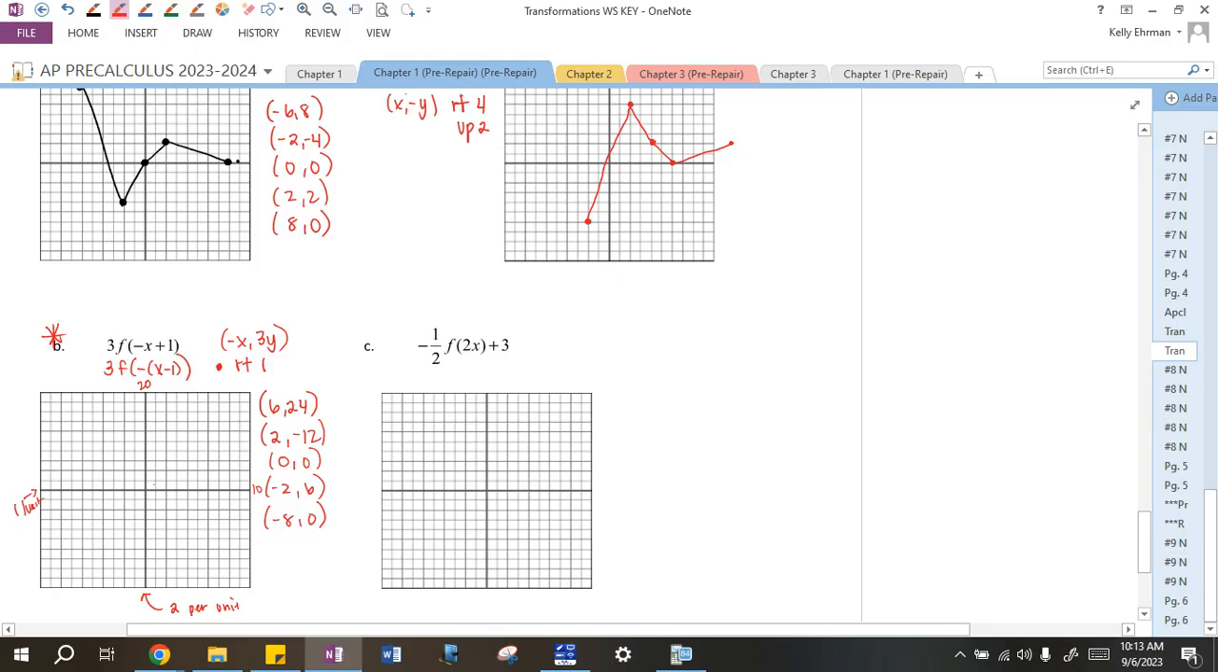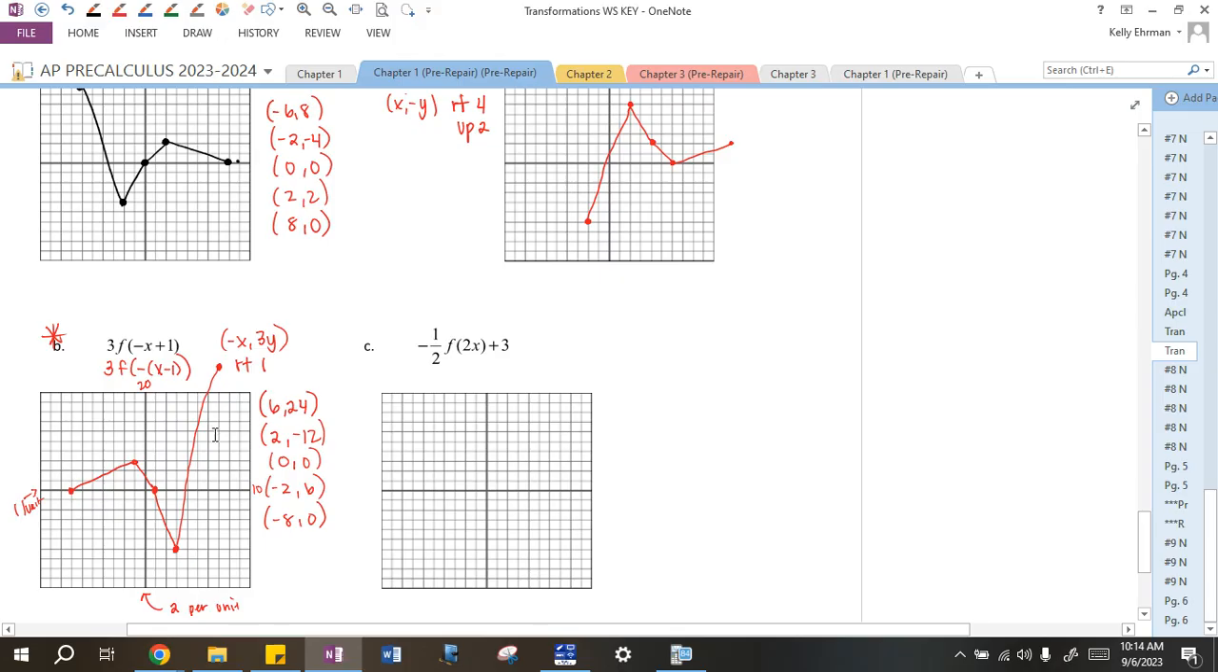And then 2, -12. So I'll go down 1, 2, 3, 4, 5, 6 units here because that's -12. And then right 1 unit. 0, 0, right 1 unit. -2, 6, 1, 2, 3, and then go right 1 unit. And -8, 0, and then go right 1 unit. Connect those points with linear segments.